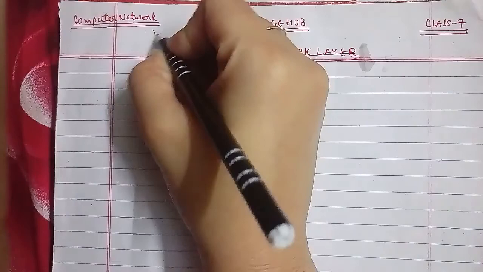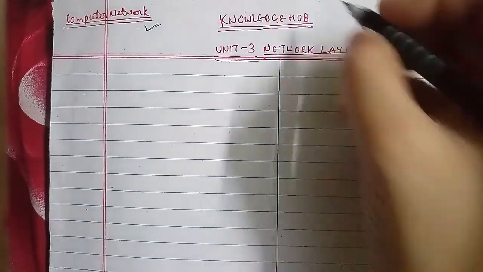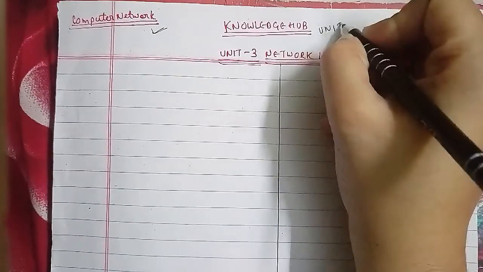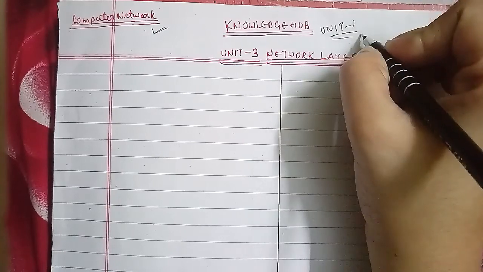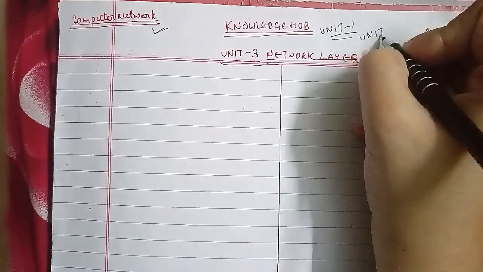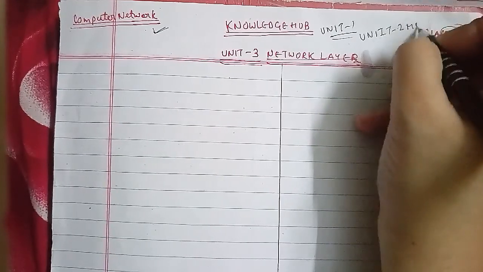Today we are going to do the Computer Network class, which is your class number 7. We have already completed 6 classes, in which we did Unit 1, Introduction to Computer Networks, and Unit 2, the Medium Access Sub Layer, which we completed in the last class.